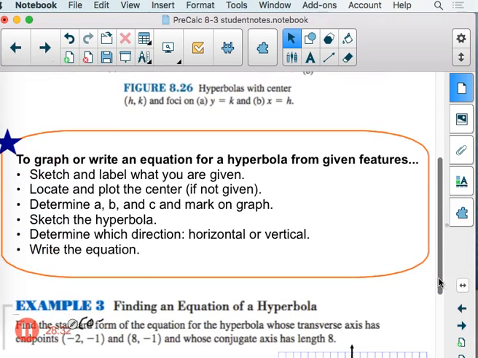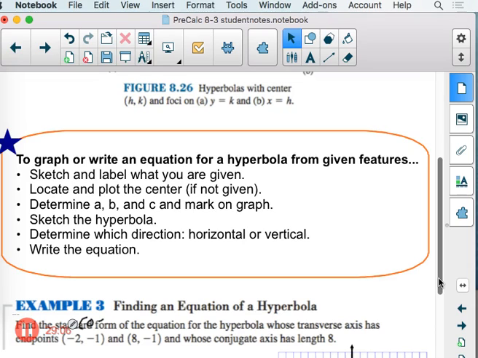So here's what we do. To graph or write an equation for a hyperbola from given features, sketch and label what you're given. Get a visual. See what you have. Hopefully, it'll be enough to locate and plot the center. And it's going to be halfway between either the foci or the vertices or the covertices. Halfway. And then determine A, B, and C. Figure them out from your graph. What do you have? What are those distances? Sketch the hyperbola. Figure out which way it's going. Determine which direction. And then write the equation if you're writing.